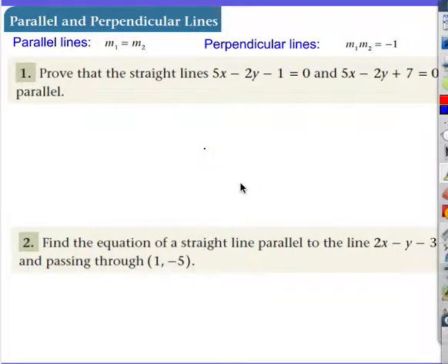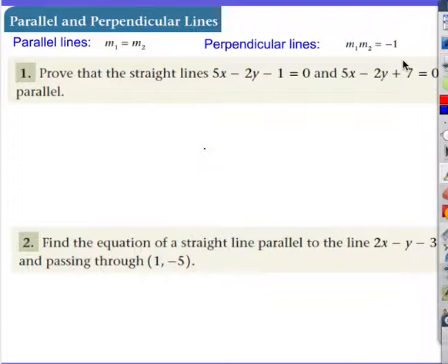Same gradient. That's why m1 equals m2. And lines that are perpendicular, the product of the two gradients equals -1. That's what that means there. m1 times m2 equals -1. Or you can say one gradient is the negative reciprocal of the other one.